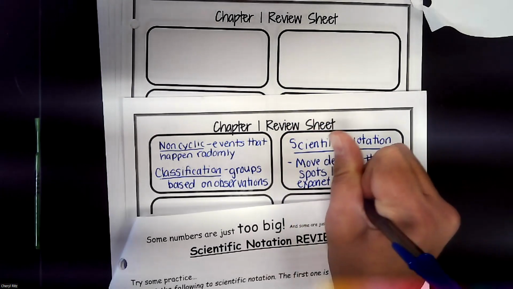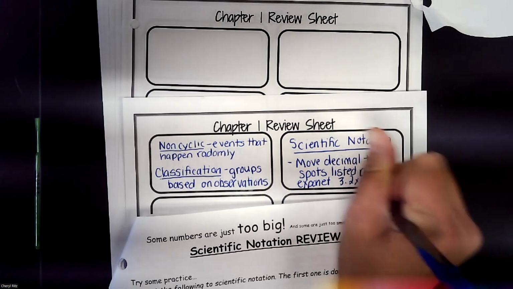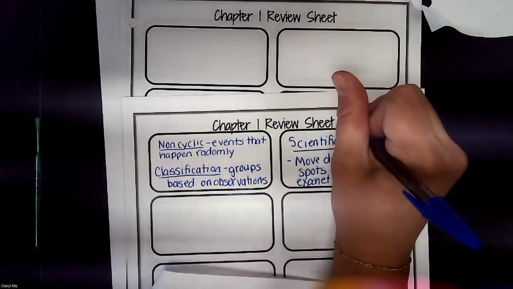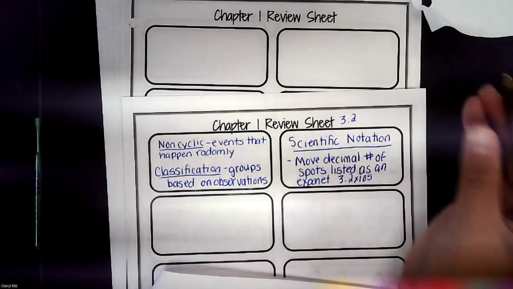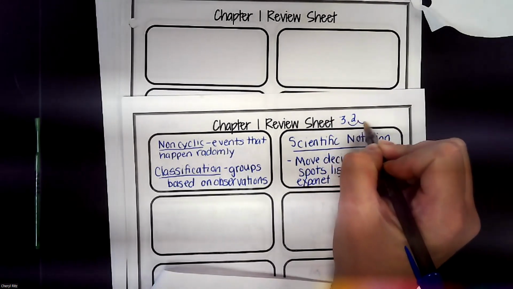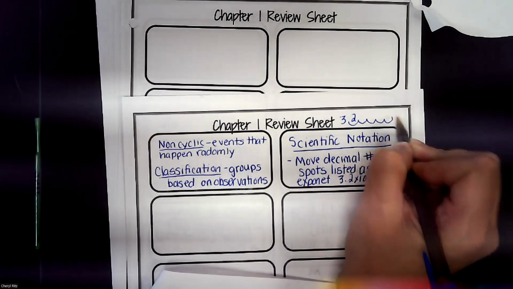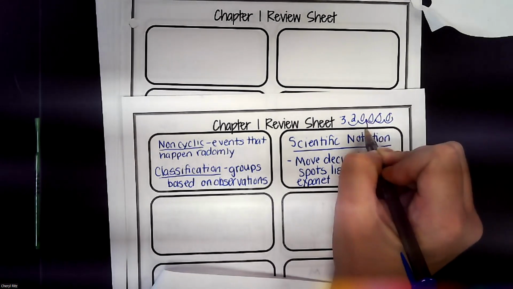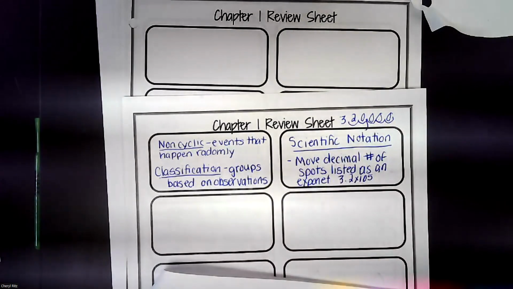Meaning 3.2 times 10 to the 5th means you move the decimal in 3.2 five spots: 1, 2, 3, 4, 5, 0, 0, 0, 0, 1 comma 2, 3. So make sure you're comfortable with that. Again, check out page 6 if you need more examples of that.